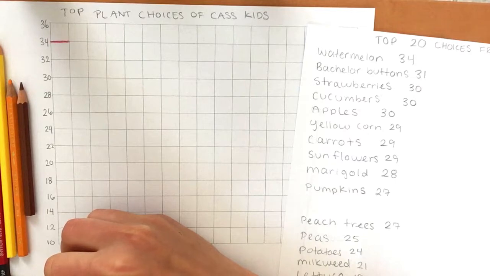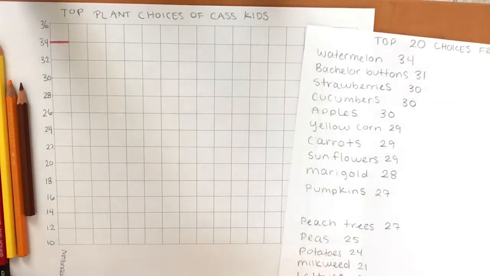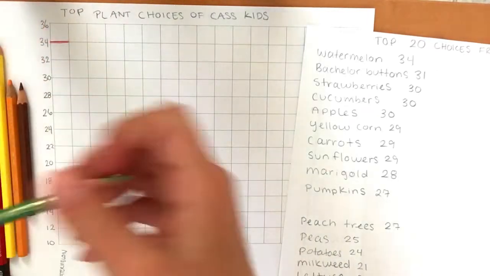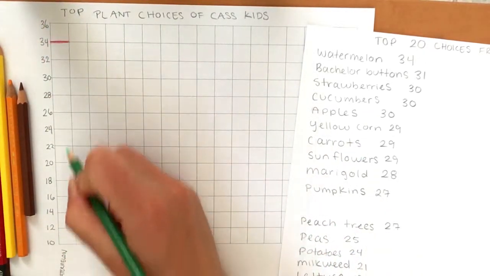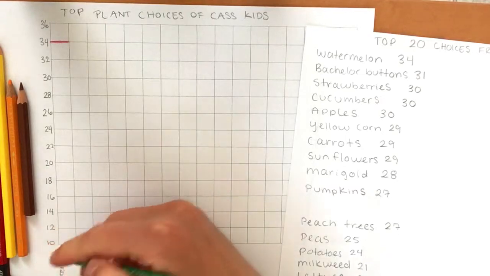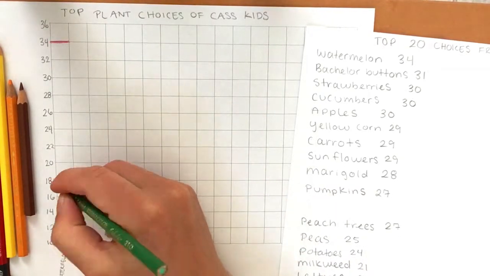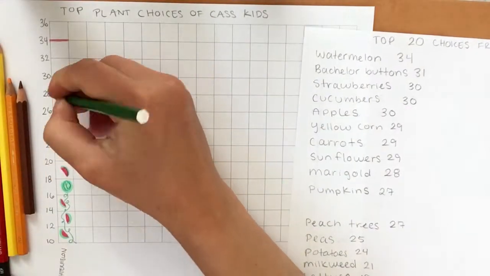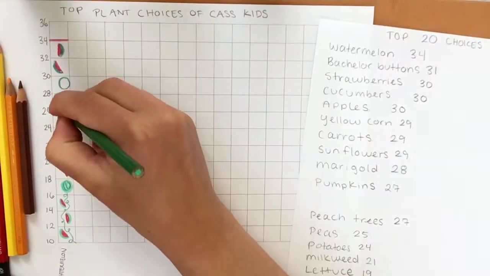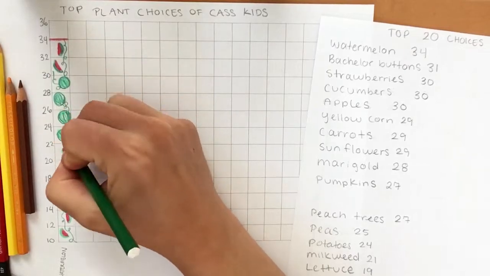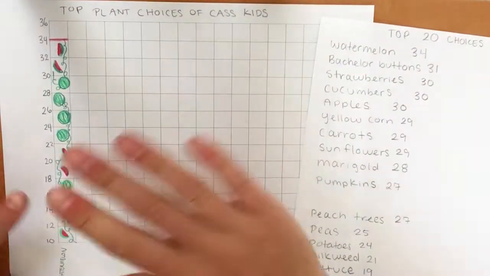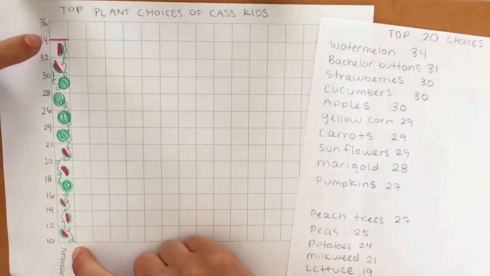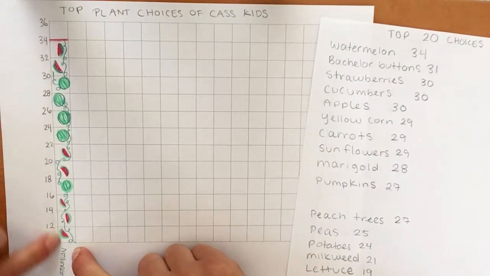You could also make a key, but I'll write watermelon at the bottom, and then I'm going to draw watermelons all up and down this bar graph. Awesome. So now on this beautiful graph, you can see that 34 people voted for watermelon.